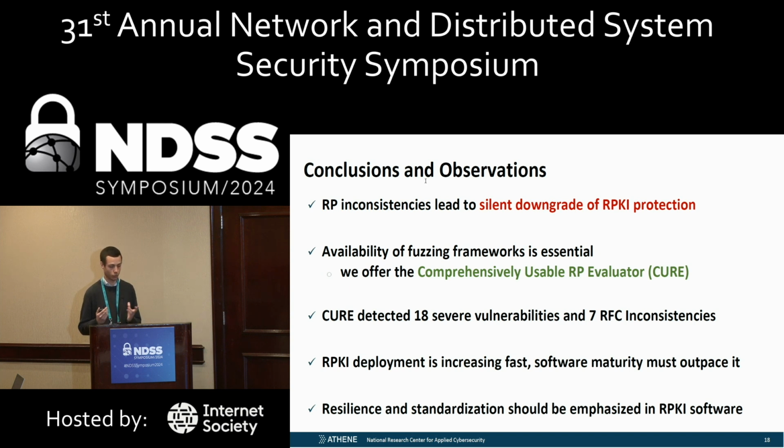With the tool, we detected 18 vulnerabilities and 7 inconsistencies. And maybe as a final observation, RPKI deployment is increasing fast. So we see more and more systems using RPKI, which is why it's so important that the quality of the software components keeps up to speed with the deployment.